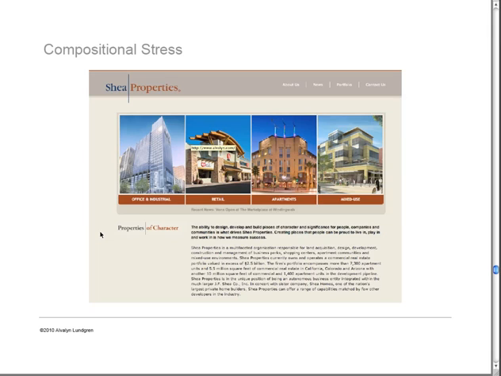So we look at this website. The compositional stress here is definitely horizontal. The horizontality is repeated through changes in color, edges, things like that all the way through. And so it creates a real strong passiveness and actually stability in the overall space. This is definitely a company that one should trust when one is dealing with commercial properties and things like that. So the horizontality helps create a sense of trust.